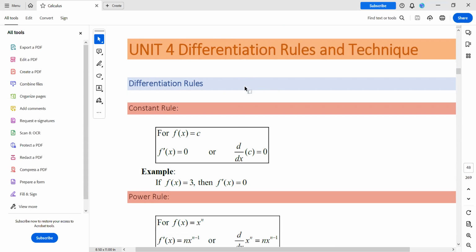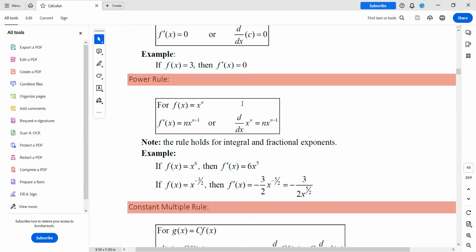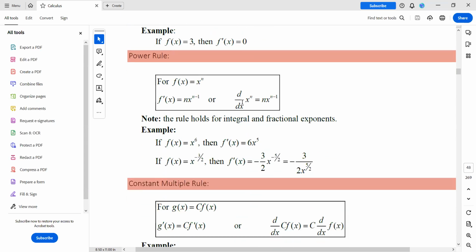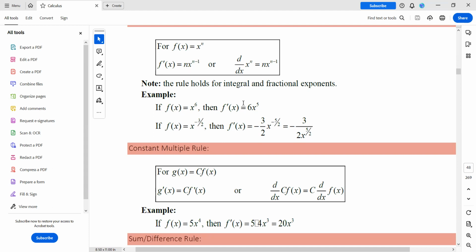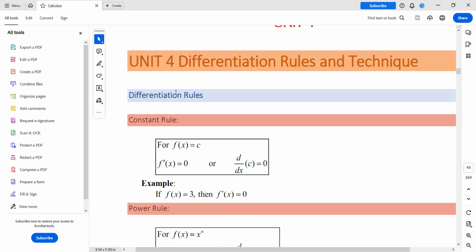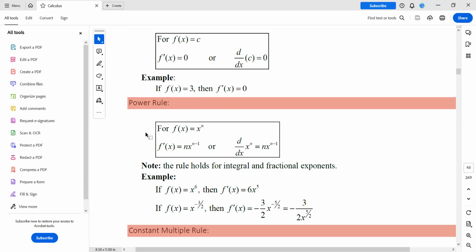So we're going to be talking about the power rule, the product rule, the quotient rule, and the chain rule in this week's topic. So we're basically doing what we call differentiation rules. The very first thing is the power rule. So what is the power rule?